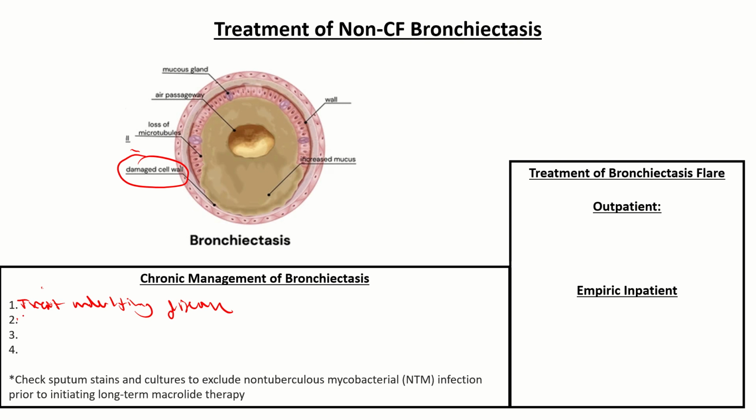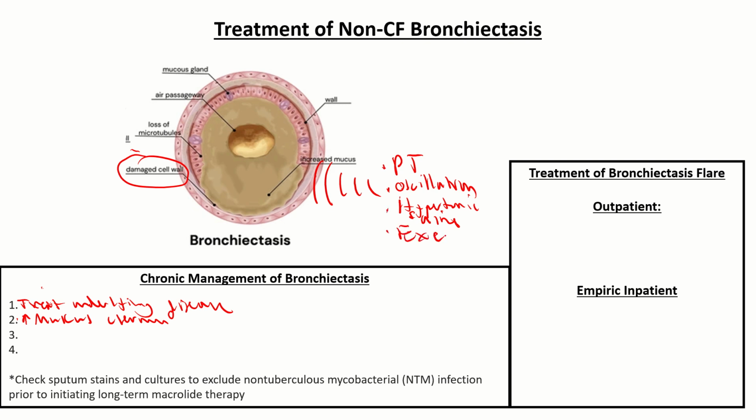Two is going to be increase mucus clearance. So you want to have techniques that are really going to break up this mucus, right? So things you can do would be like pulmonary PT, oscillation devices, that kind of vest on the chest. Hypertonic saline can be helpful. Exercise is really huge, and making sure they do exercise that actually helps with clearance, and then forced cough. All things that can really help for these patients.